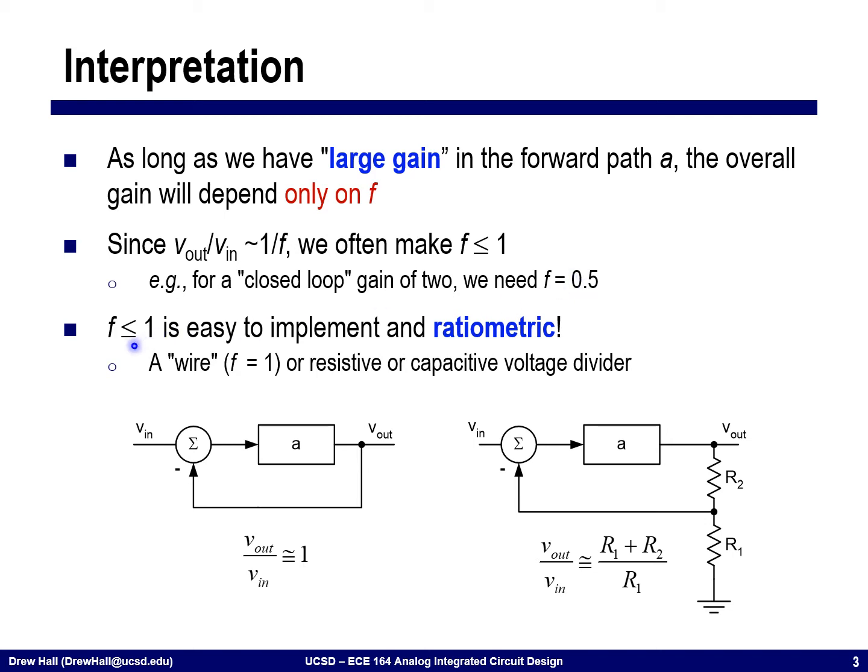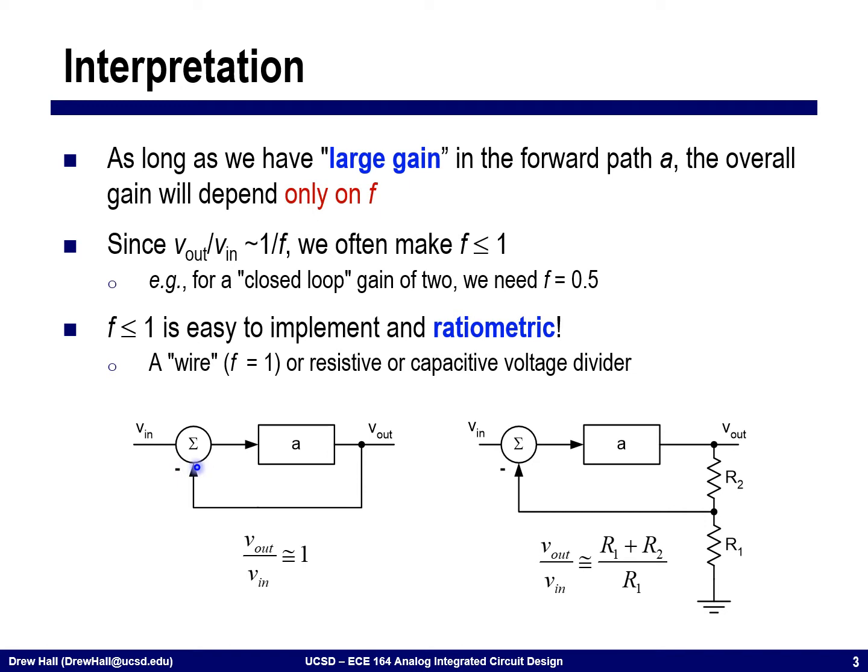Any feedback gain less than 1 is easy to implement and can often be implemented ratiometrically. That's what we're showing down here: if you have two resistors dividing the output voltage, we're feeding back a fraction of the output voltage that's proportional to this resistive divider. Feedback with F equal to 1, that is unity gain feedback, is very straightforward. We're just taking the output and summing it right back at the input.